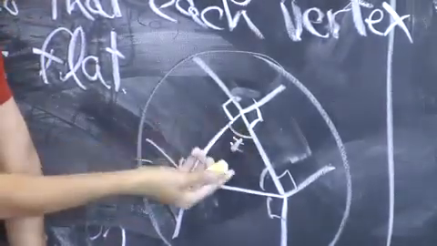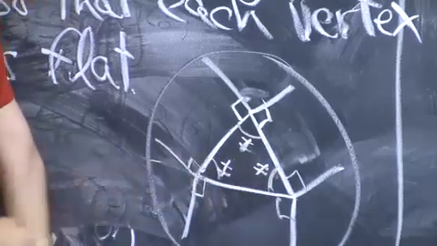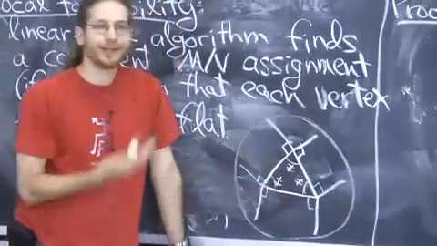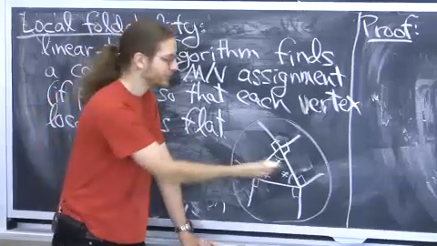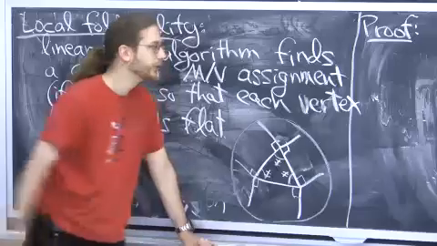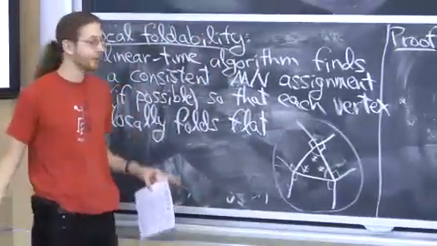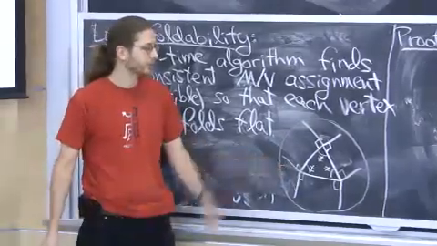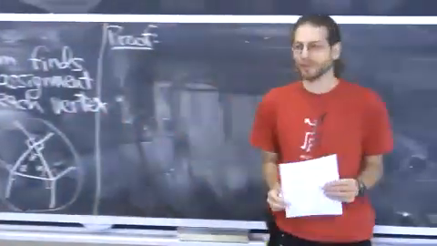One of these is mountain, the other is valley. They can't be the same. Also, these two cannot be the same. Also, these two cannot be the same. That's not possible because I've got 3, and it has to alternate. You can't alternate 3 times. You can only alternate an even number of times. Two of these mountains, one's valley, and then you've got a problem. So this thing is not flat foldable, and this algorithm will tell you that, because it'll say, hey, I can't even find a mountain valley assignment that could possibly fold each vertex flat. So this is a nice algorithm. At least it'll detect annoying situations like that.